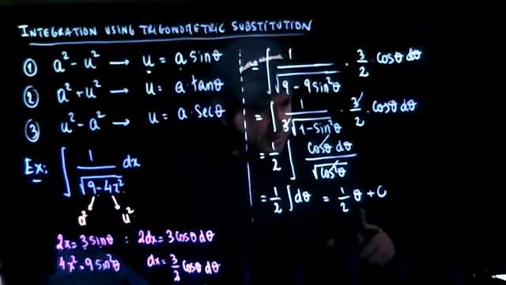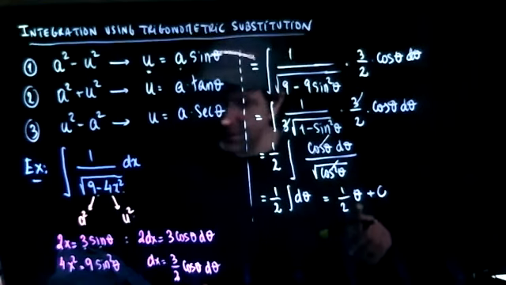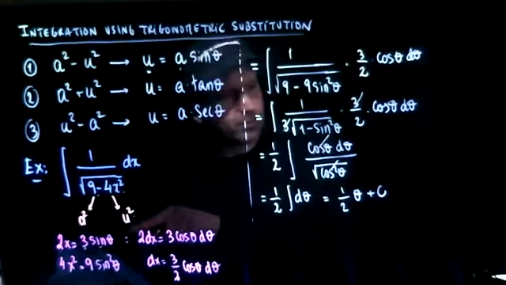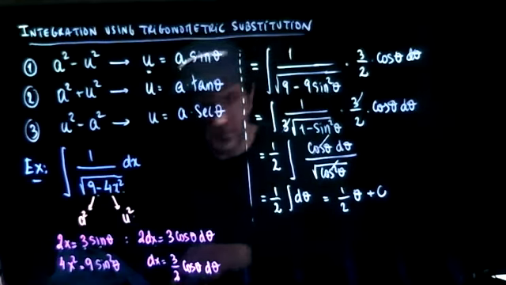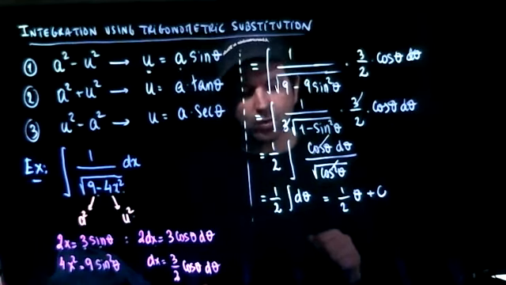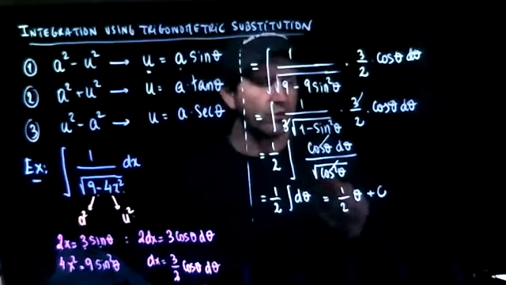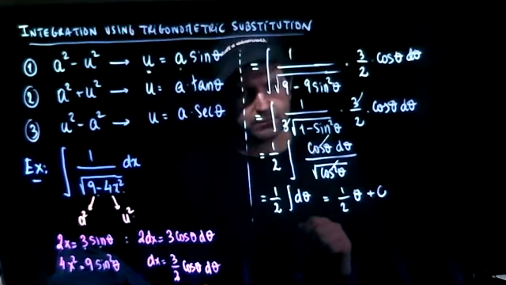The only thing I need now is to find what theta is. And to do so, I go back to my substitution. Wait, so is it cos theta d theta over cos power 2? Yeah, square root of that. Square root of cos power 2. Yeah. Okay, thank you.